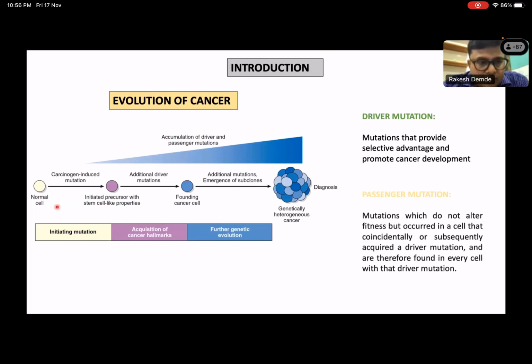We can see from this figure, in the normal cells, you have a driver mutation and additional driver mutations get acquired by this particular cell, and this cell proliferates and you get a genetically heterogeneous cancer. So this is the basis of all solid tumors. In solid tumors, you can get not a single but many driver mutations as well as passenger mutations. And in molecular genetics, we have to find out the driver mutations because they are more important to be targeted than the passenger mutations.